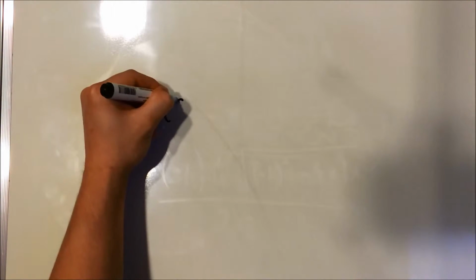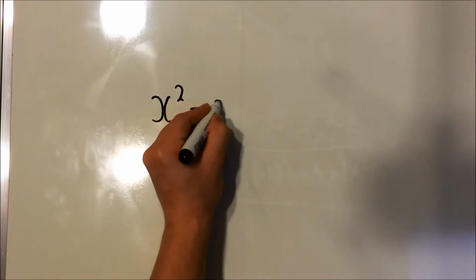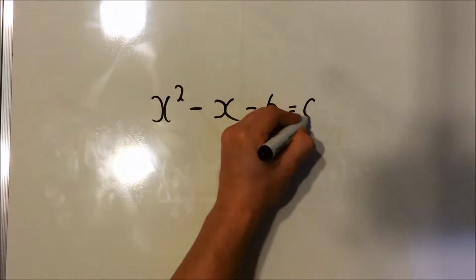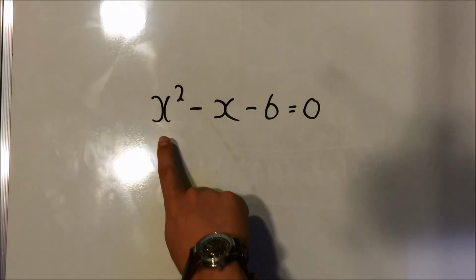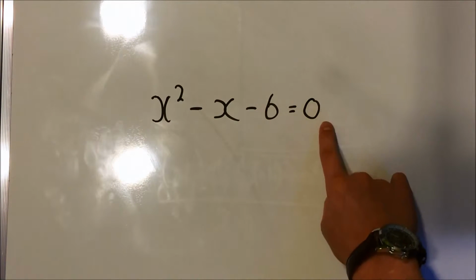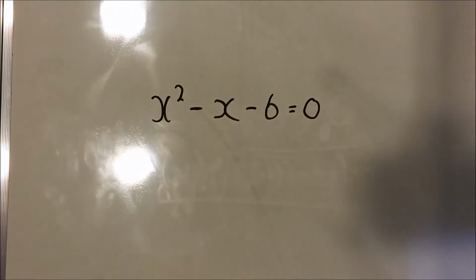In this video, I will explain how you solve quadratic equations. This is an example of a quadratic equation: x squared minus x minus 6 equals 0. We need to find the value of x which goes into these, which then will give us the answer of 0.